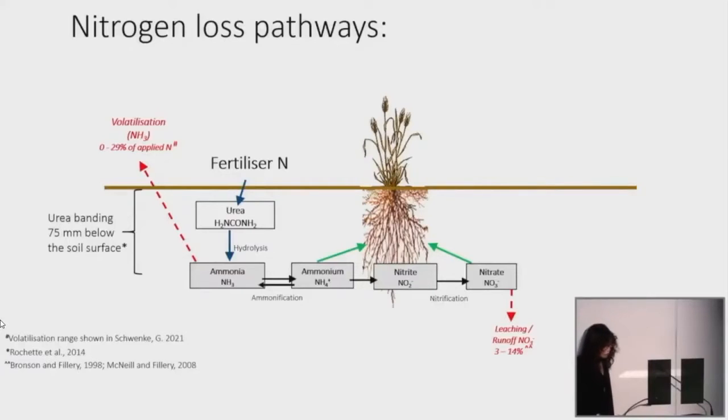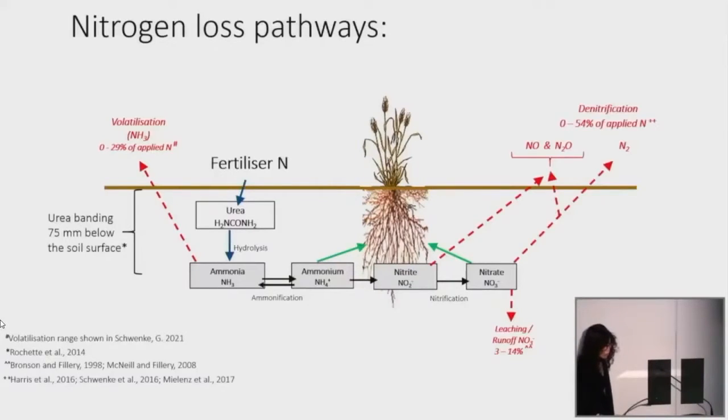Another nitrogen loss pathway occurs in oxygen-limited conditions, often resulting from waterlogging. In this environment, soil microbes would use oxygen molecules from nitrite and nitrate, causing denitrification. In the research I undertook, I examined methods of stalling nitrification so a greater proportion of mineral nitrogen could be stored in the ammonium form. The reasoning behind this approach was to minimize potential losses via volatilization, leaching, and denitrification.